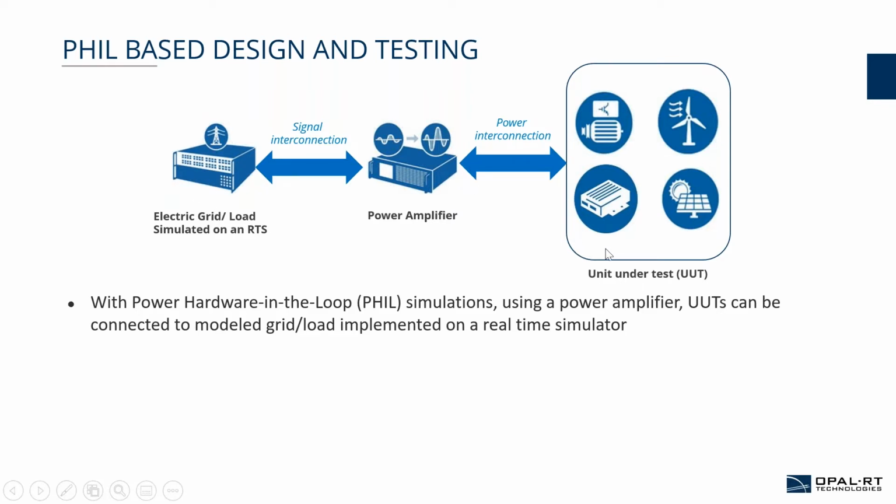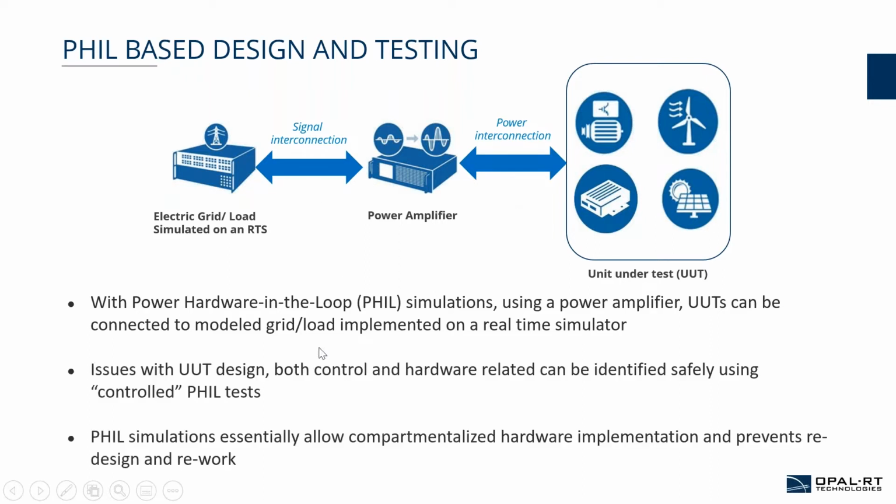Now, the unit under test, which is what you are testing, a microgrid lab, which you have developed in your academic research lab, for instance, is not able to differentiate between whether it's connected to a real grid or whether it's connected to an emulated grid, because the power amplifier outputs voltages representative of the grid that is modeled inside the real-time simulator. So you model a grid in a real-time simulator, the voltages are sent through signal quantities to a power amplifier. The power amplifier outputs the required voltages across the unit that is being tested.